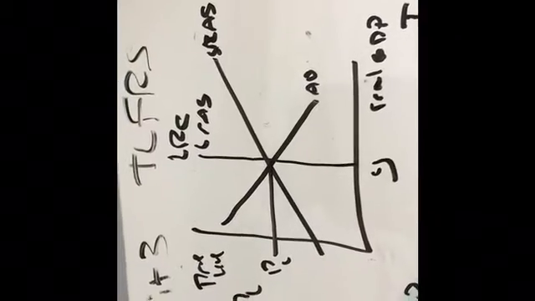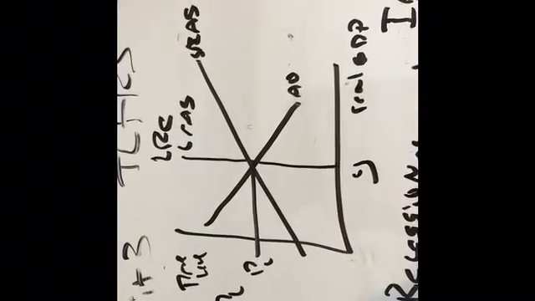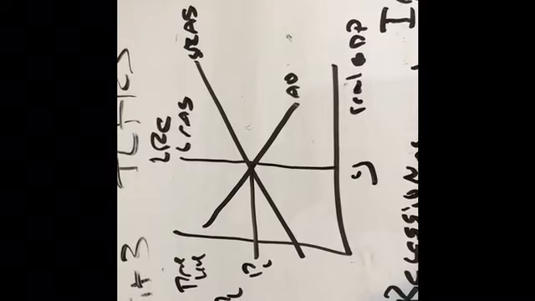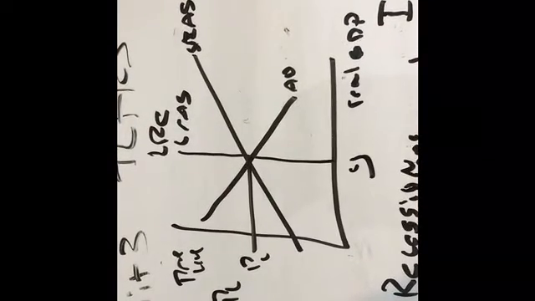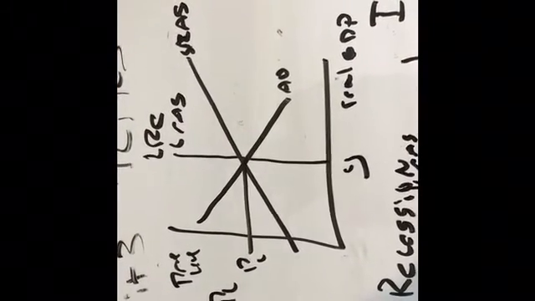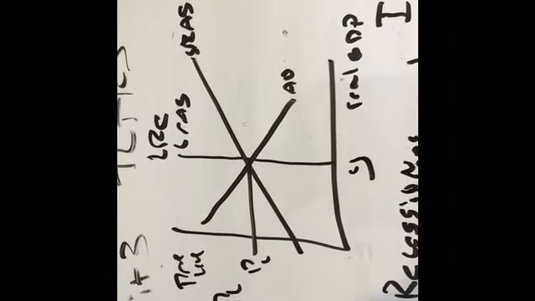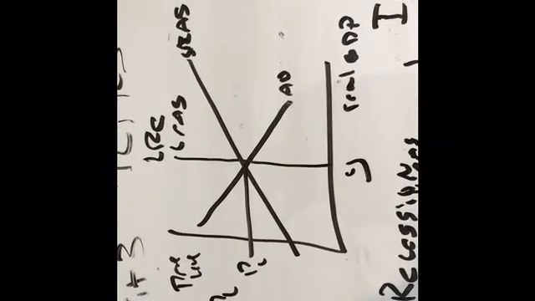There it is, right? Price level on the y-axis, real GDP on the x-axis. Y is full employment, okay? And we have that at the long run aggregate supply curve. It should be going up through the middle there. It's just a little askew.